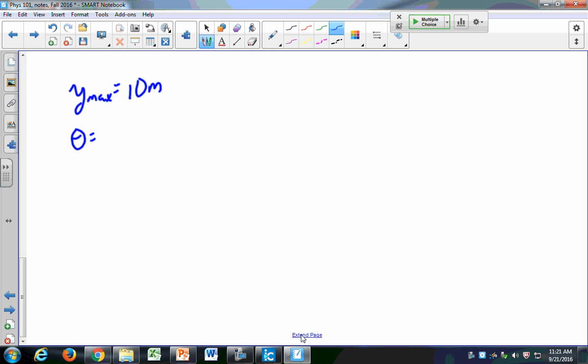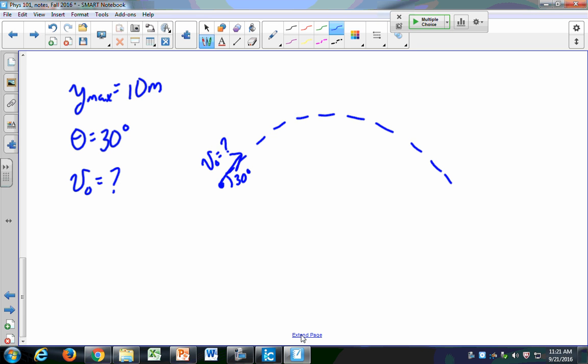Okay, so where was it? Theta was 30 degrees. And I want to know V naught. All right, so it follows a path that looks something like this. Let's see, what do I know? I know that this angle is 30 degrees. I don't know V naught, but I want to know it. I also know that right here, this is 10 meters. I also know that velocity in the y direction up here is equal to 0.